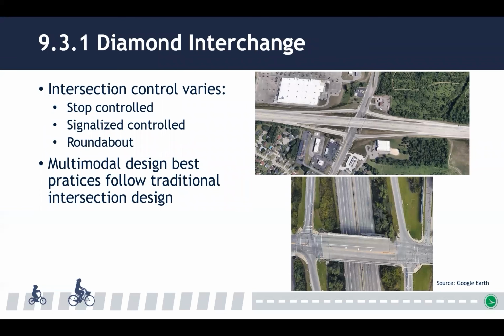Diamond interchanges are the most common form of interchanges. They allow for free flow operations on the major highway, but create at-grade intersections on the minor roadway with ramps. Because of this, the same principles and treatments for a typical intersection apply to the intersections formed at diamond interchanges.